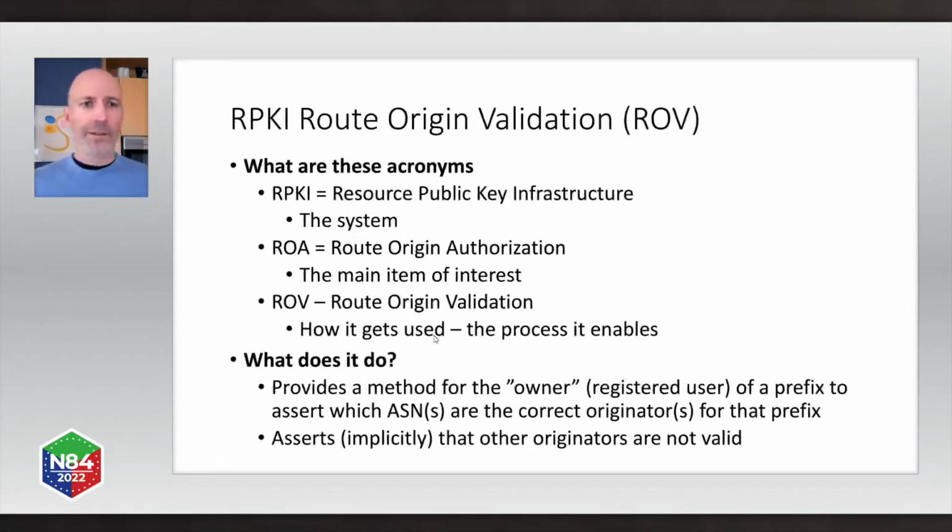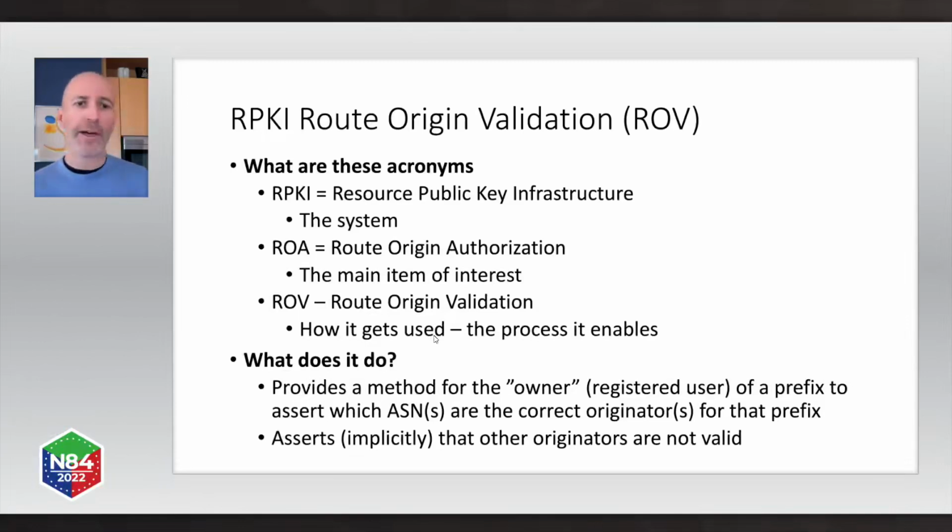Enter RPKI route origin validation, or ROV. So what are these acronyms? RPKI stands for Resource Public Key Infrastructure. That's the system that makes these things possible. Then ROA, and we'll dig more into that. ROAs are route origin authorizations, and they're the main things that we'll be talking about today. And then route origin validation, which is the process that having all this stuff enables in BGP.